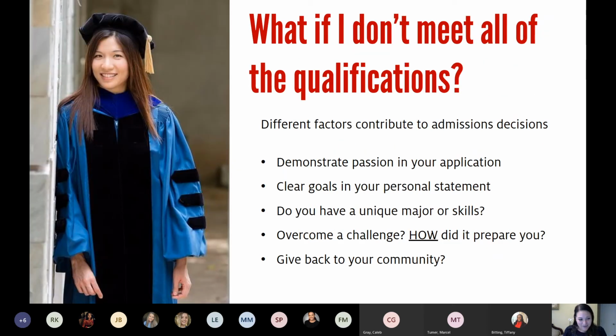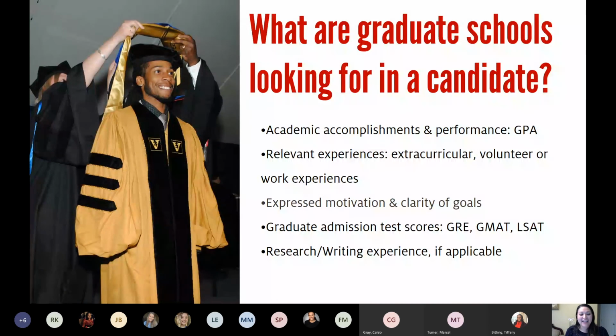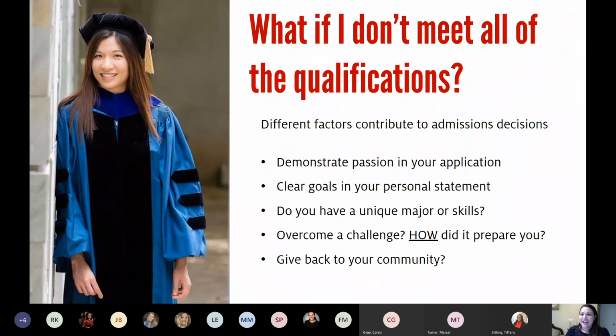This is a question that I sometimes get right after "what can I do to make myself a strong candidate?" Many times students ask me, well, what if I don't meet one of those qualifications? Very commonly, it's a GPA or a GRE score, an LSAT score, or whatever it is. I like to tell students to keep in mind that there are lots of different factors that admissions committees have to decide on when they're looking at who gets accepted for that year.